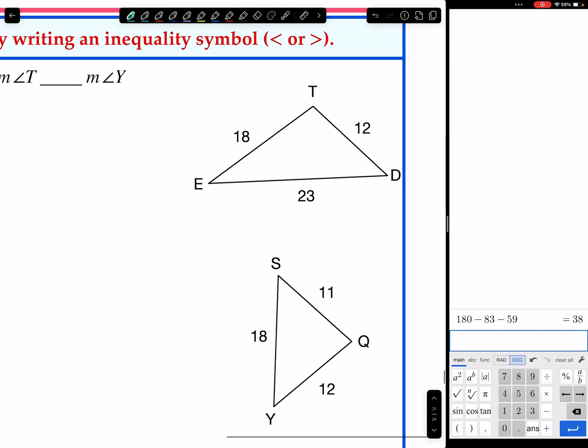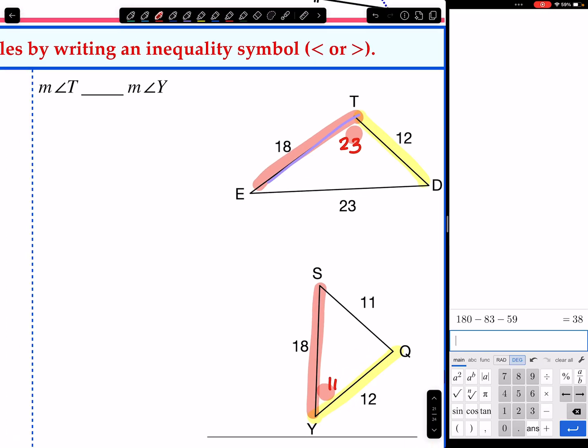Okay, in this question here, we have 12, going with 12. And then we have 18, going with 18. So where they meet are these two angles right there. Those are the included angles. And so the included angles, we're just going to relabel them. This one's 23, this one is 11. And so 23 is angle T, 11 is angle Y. So this one's bigger, obviously.